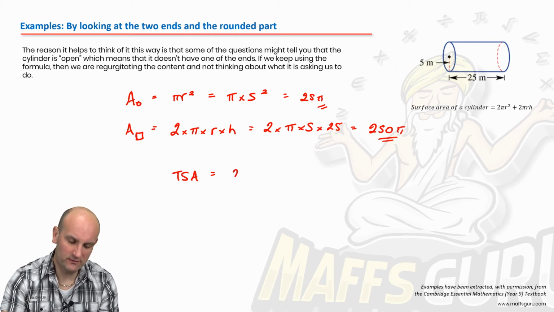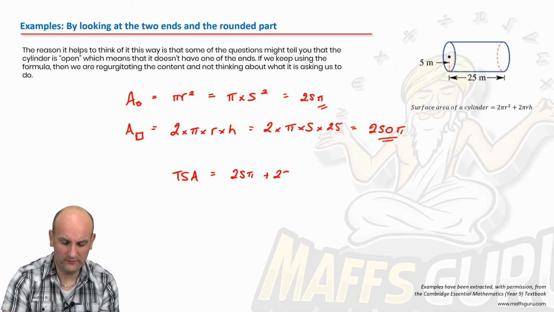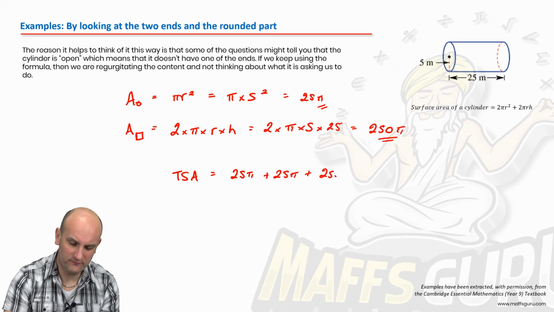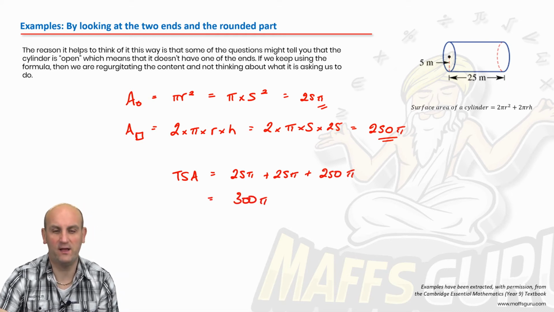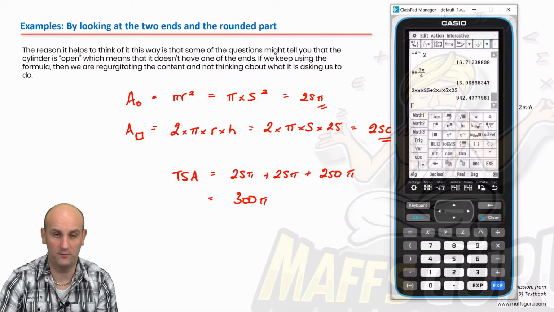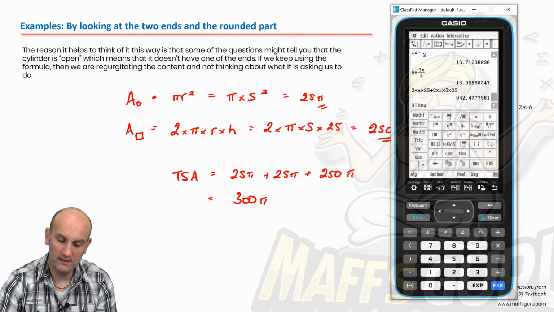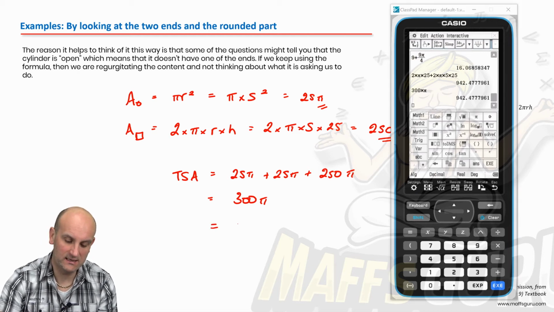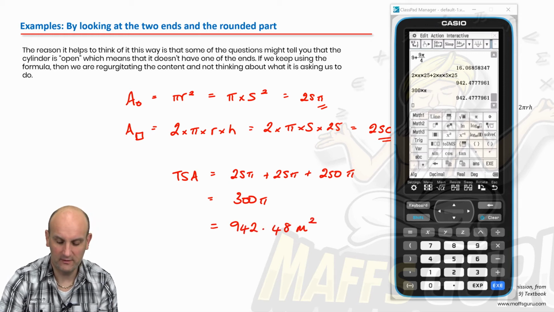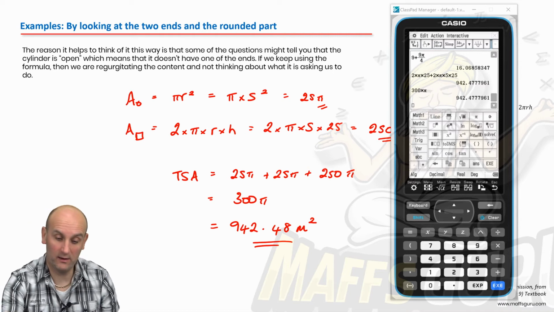And so the total surface area is 25 pi plus 25 pi plus 250 pi, which is 300 pi. Now I can fire up my calculator, and again, they may actually ask you to leave your answers in exact form. That's okay. So 300 times pi, hit enter, and that gives me, oh, that's lucky, 942.48 meters squared. It would have been awkward if that hadn't tied up.